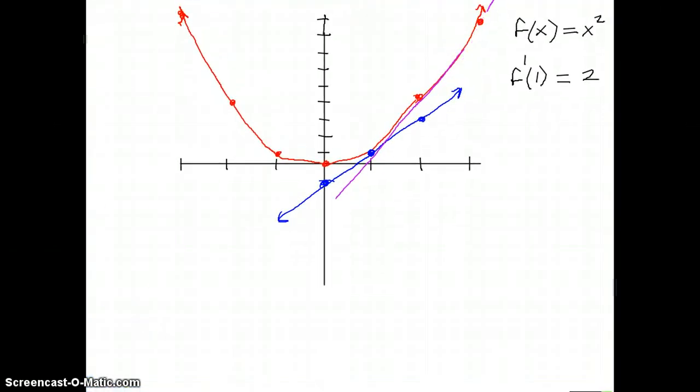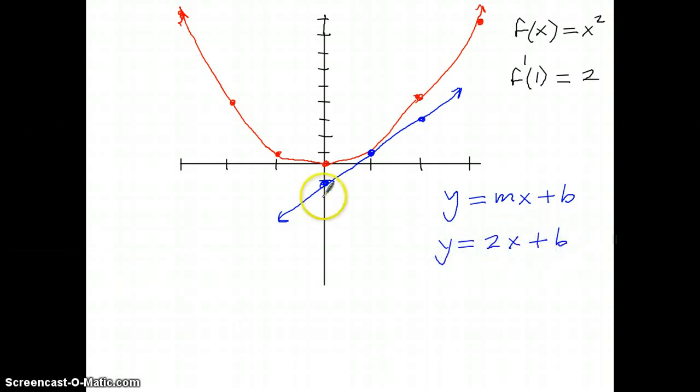Now the previous problem said also to find the equation of the tangent line right at 1. Well, what that means is we're looking for y equals mx plus b. So what is the equation of our tangent line? Well, we know that the slope of the tangent line is 2. What is the b value? We could just eyeball it right now and say, oh yeah, that's equal to -1.